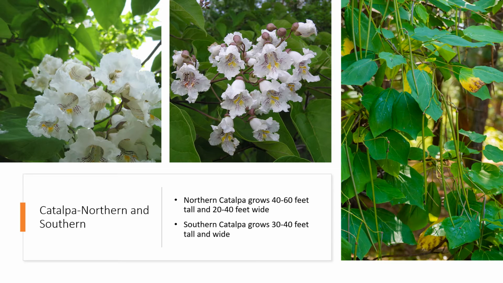That's a much larger plant than the southern catalpa, which the picture of the blooms there in the middle is the southern catalpa. It only grows 30 to 40 feet tall and wide, which is still a pretty good sized tree. And then all of the catalpas, once they bloom, will produce, you can see those long pods on it. Sometimes this is called cigar tree. And you can see why with those bean pod looking structures there on the right.